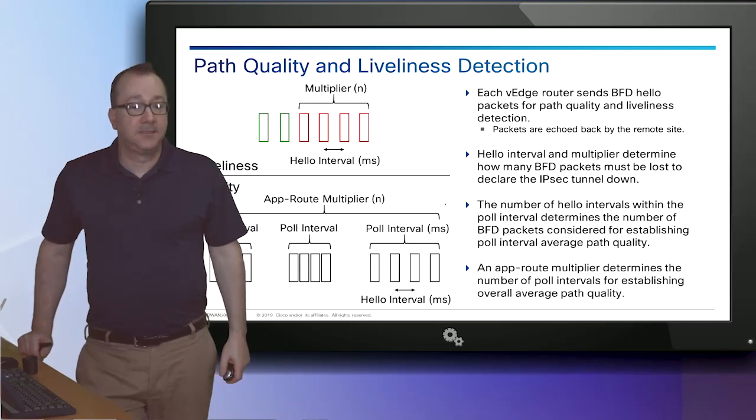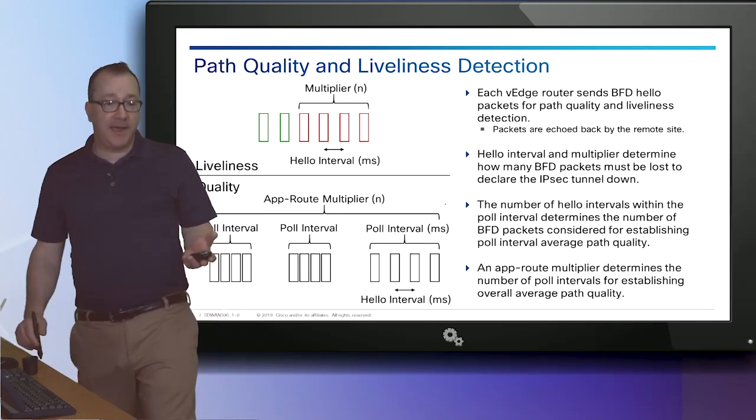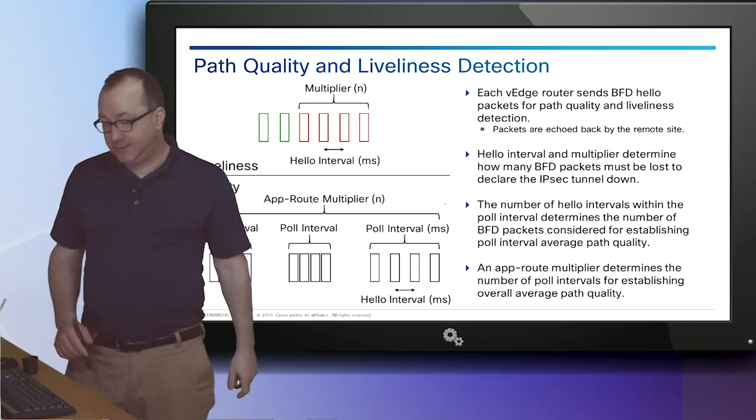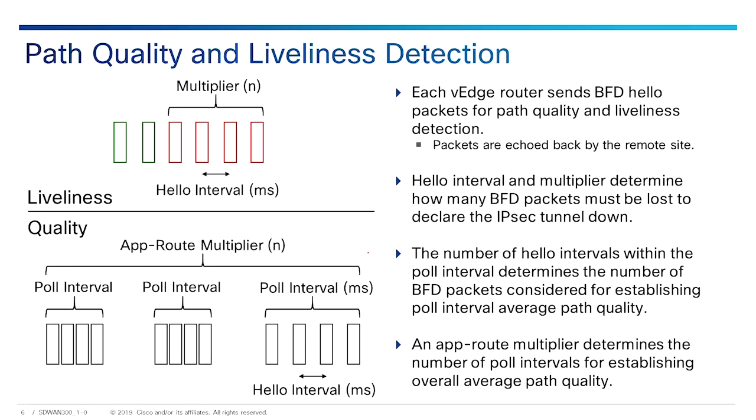All right? So we do 2 checks on the transport path for the liveliness and quality. The parameters that determine that quality of transport are as follows. We have a hello interval, where every X milliseconds a probe is sent. For example, 1,000 milliseconds is the default. So we send one every 1 second. Okay?